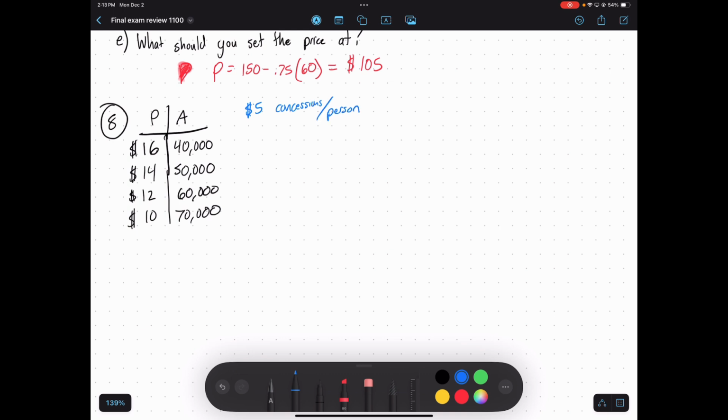Okay. And now I want to maximize the revenue. Do you remember how we set up the revenue equation? Once again, you guys have seen this before. It's just been a while. How did we set up that revenue equation?